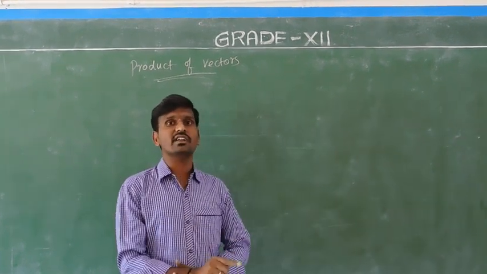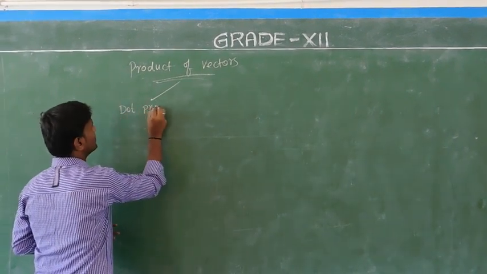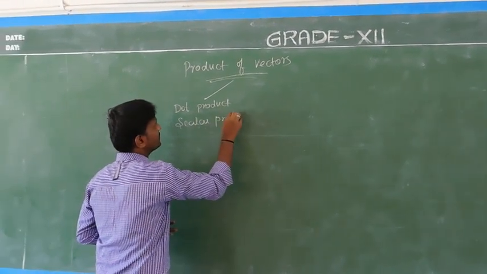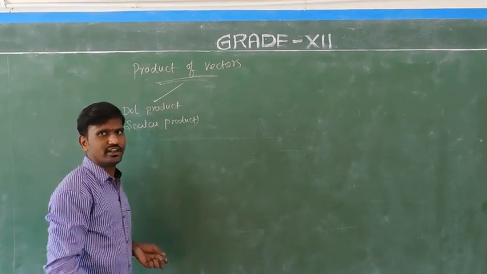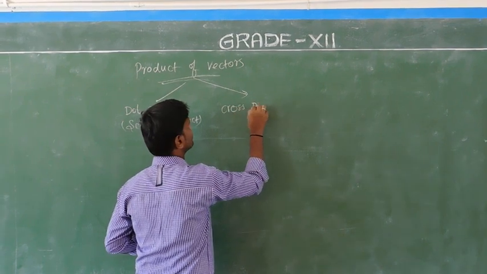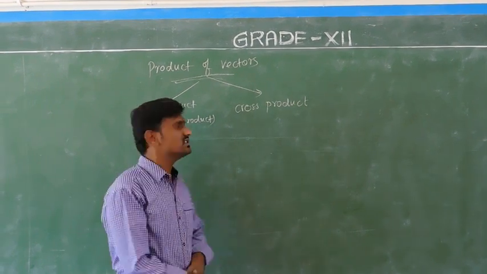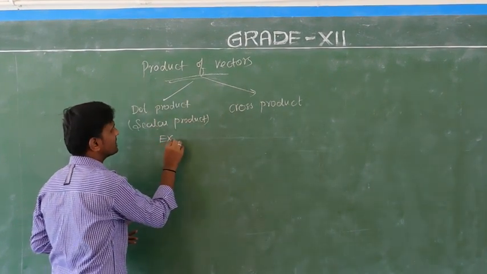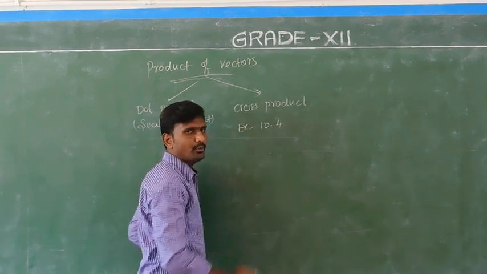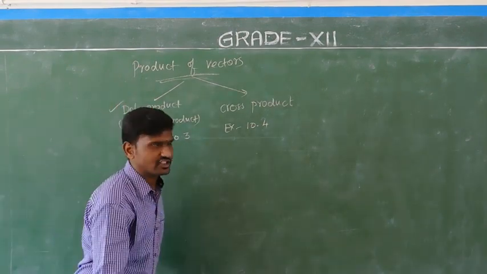From the product of vectors we have two types. The first one is dot product or scalar product. The actual name is scalar product, but we want to call it the dot product. Then the second one is called cross product. So we have two types of product of vectors. The dot product is in exercise 10.3 and the cross product in 10.4. Have you understood? Now coming to the scalar product.